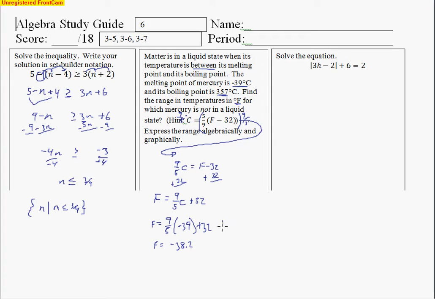I do the same thing on the other side. I substitute in for C, substitute the 357, and then I add the 32 once I multiply by 9/5. So 9 times 357, divided by 5, plus 32, I end up getting a value of 674.6. So they said, well, what is the range of values?